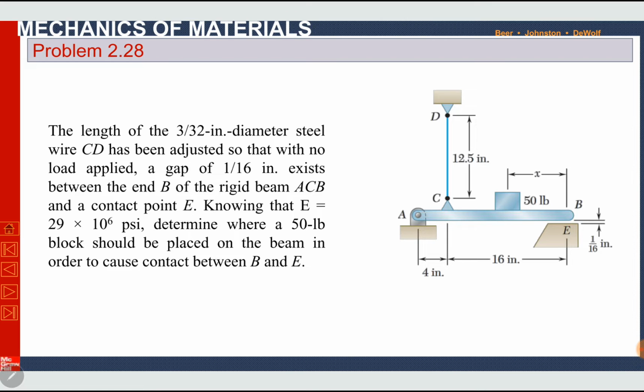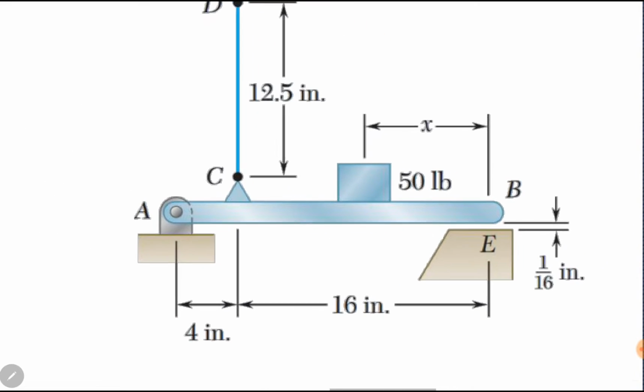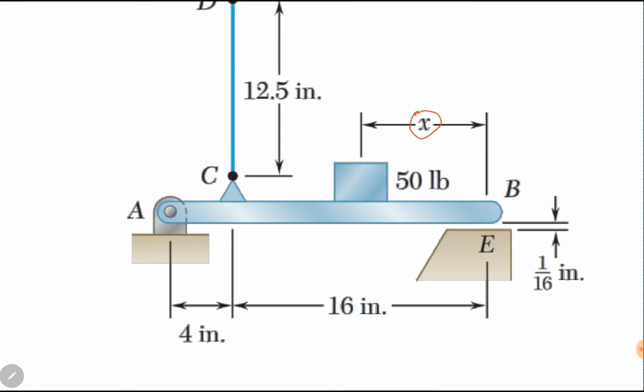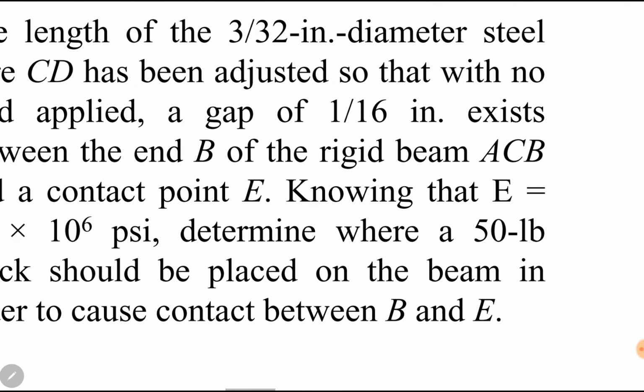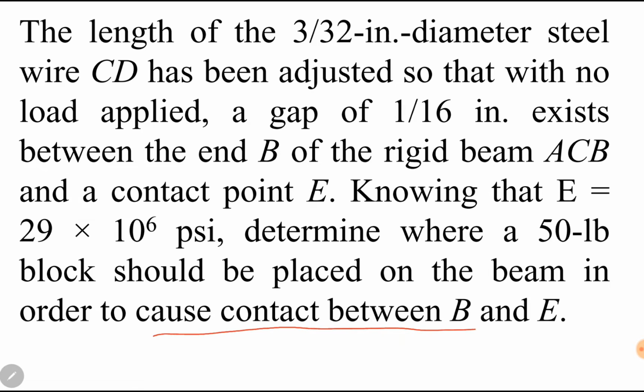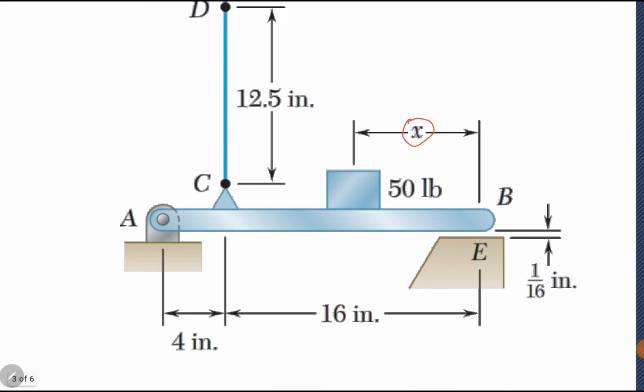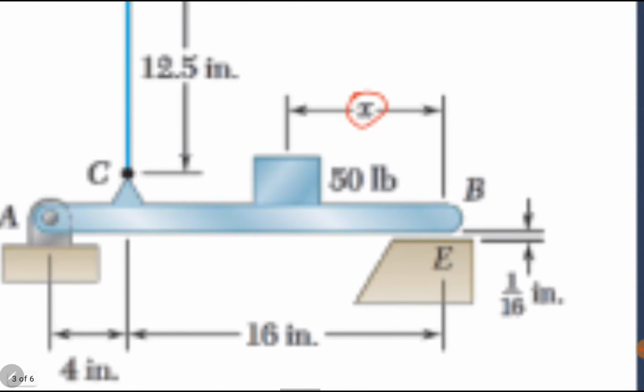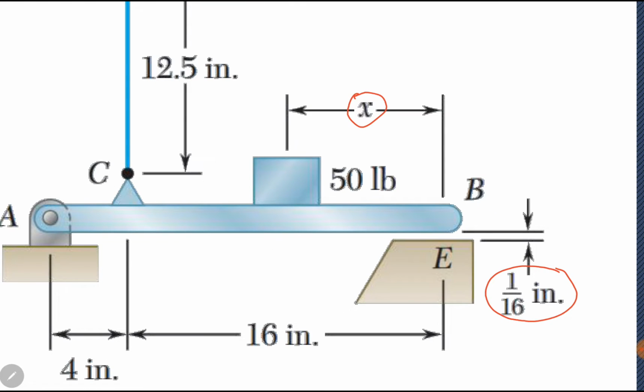Okay. Determine where the 50-pound block should be placed on the beam in order to cause contact between B and E. So we have to find this distance x so that this beam rotates. It will not bend because it is rigid. It will rotate around point A so that point B touches point E. It is written so that it causes a contact between B and E. So we have to fill this gap. We have to remove this 1/16 inch gap.